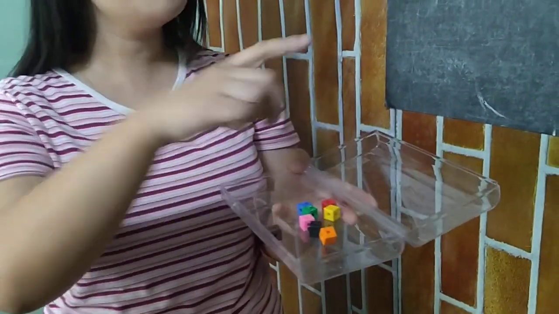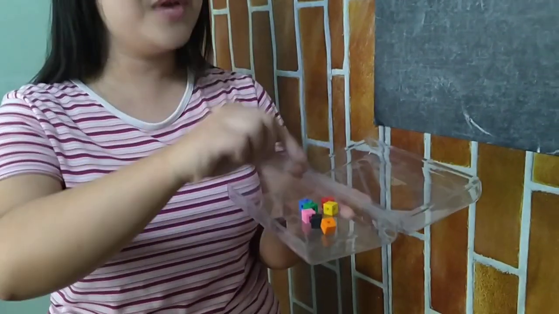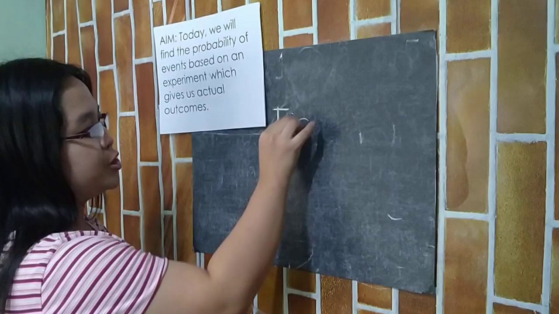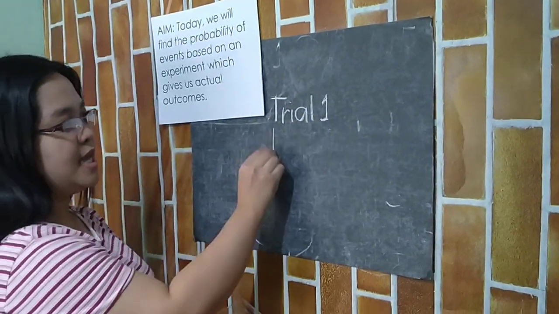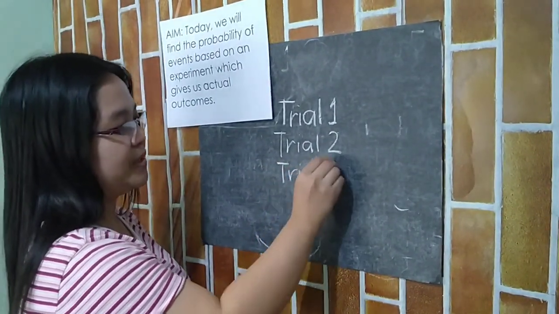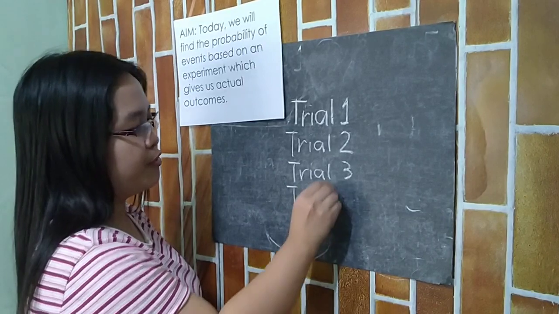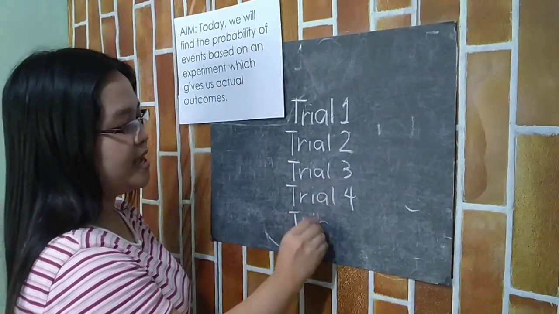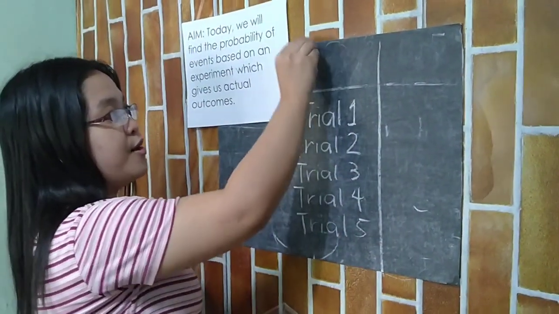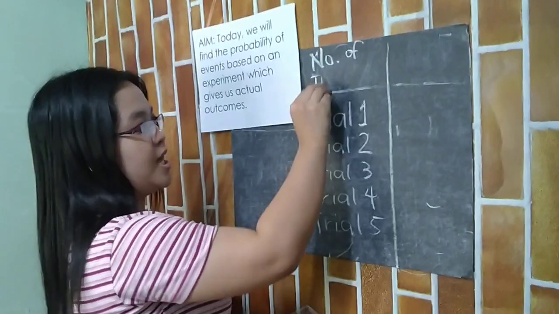So, teacher will pick it without looking in the box. And let us see how many times each color will appear based on the number of times I will pick one particular unit cube from the box. So, let me put a table here on the board first. So, we have trial 1, trial 2, trial 3, trial 4, trial 5.